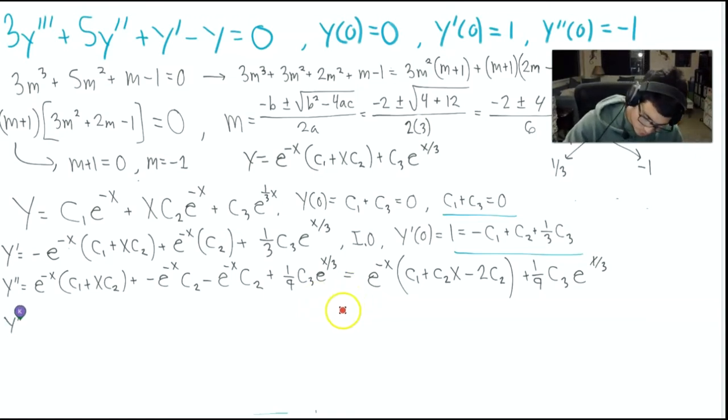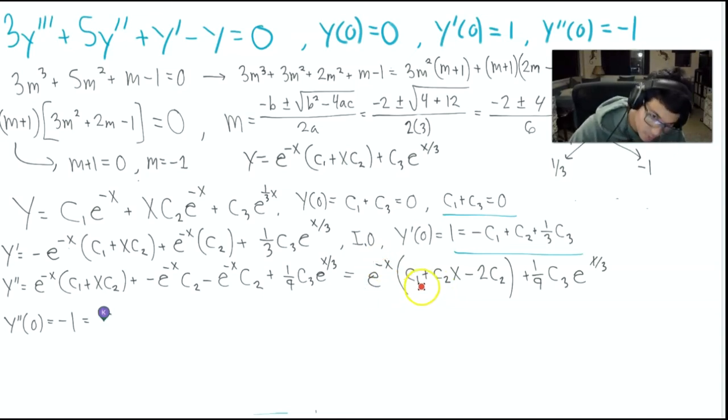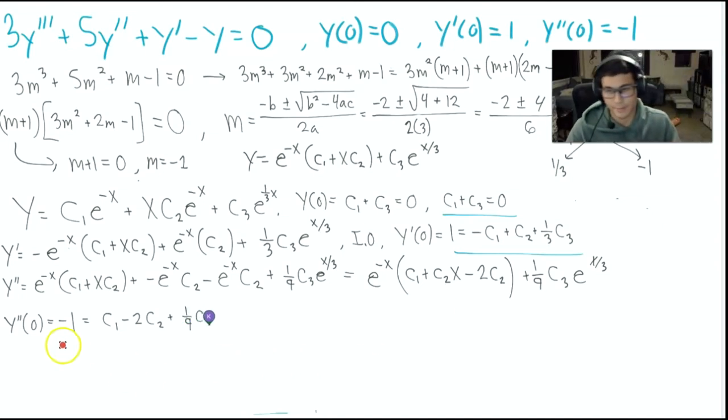Well, if we apply initial conditions, y double prime of 0 is equal to -1. So what would this be? Well, that would simply be 1 times C1. The C2 would go away, because there's an x here, replacing all the x's with zeros. We get minus 2C2 plus 1/9 C3. Okay, so that's important.